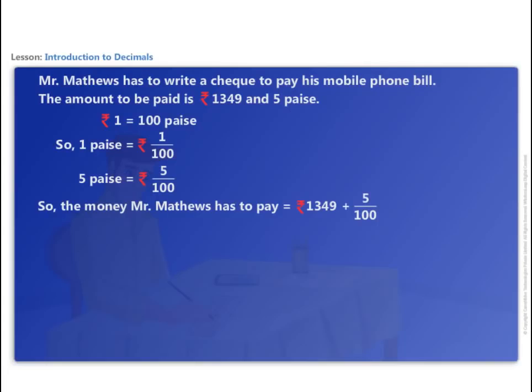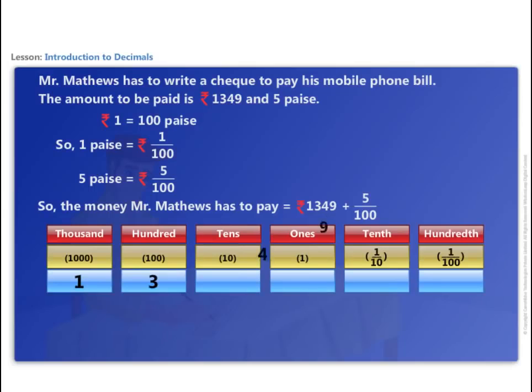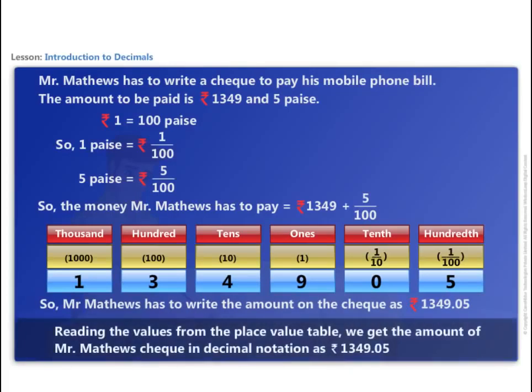How can we write it using a decimal point? Let us place the numbers in the place value table. Since we do not have any number for 1 by 10, we put 0 for tenths in the place value table. Reading the values from the place value table, we get the amount of Mr. Matthews' check in decimal notation as Rs 1,349.05.